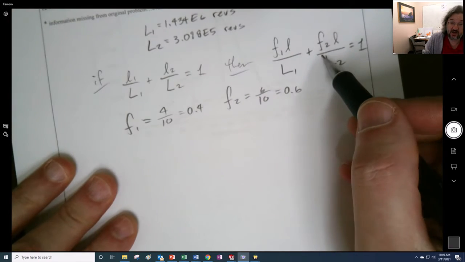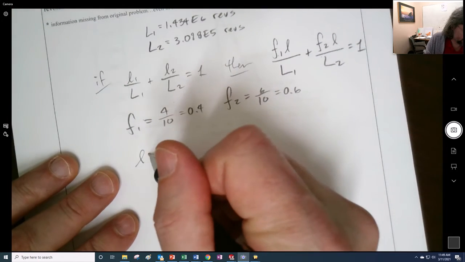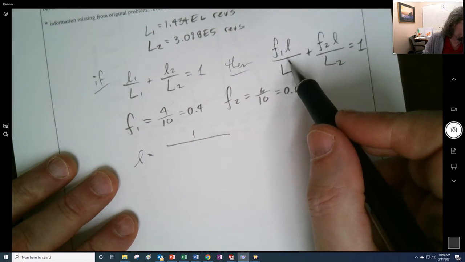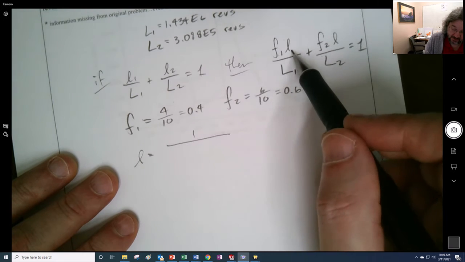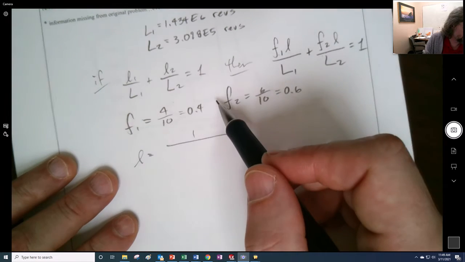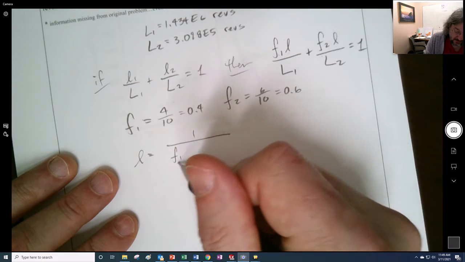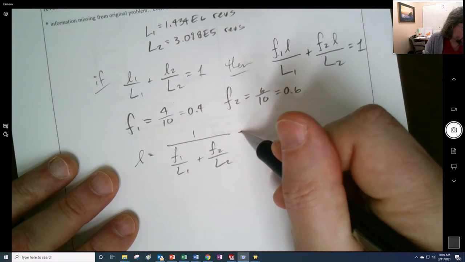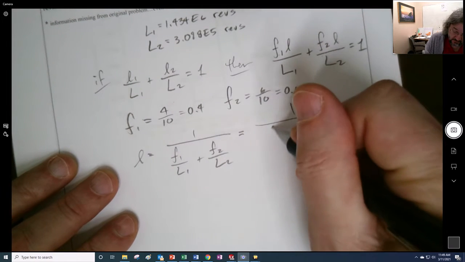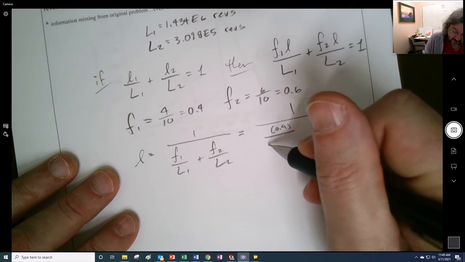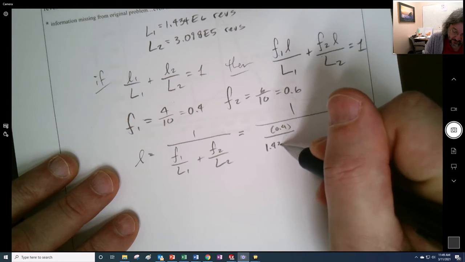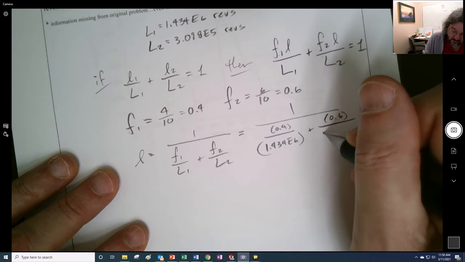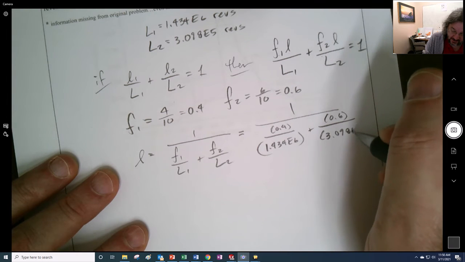So we could put this back up into here, and we could say that the life right here is going to be 1 over, okay, I did a little bit of manipulation here. I took out this as the common denominator. So I have F1 over L1 plus F2 over L2 right here, or 1 over 0.4 divided by 1.434 E6 plus 0.6 over 3.098 E5.